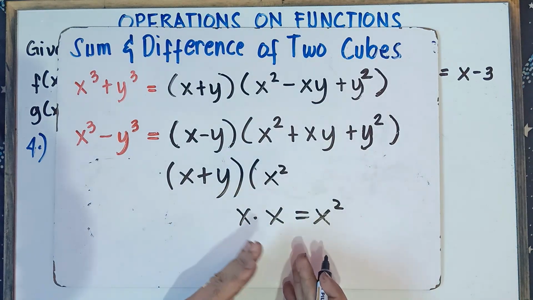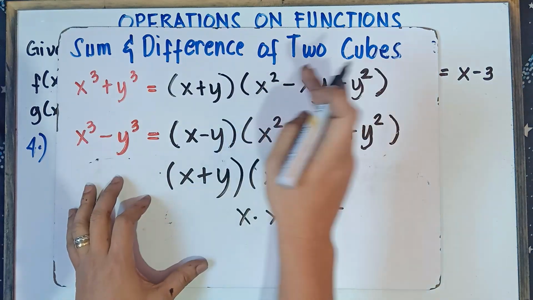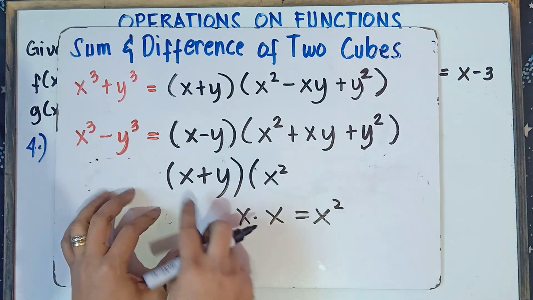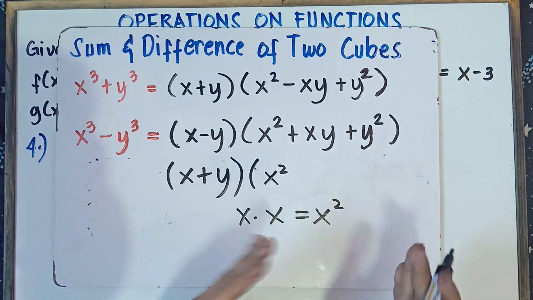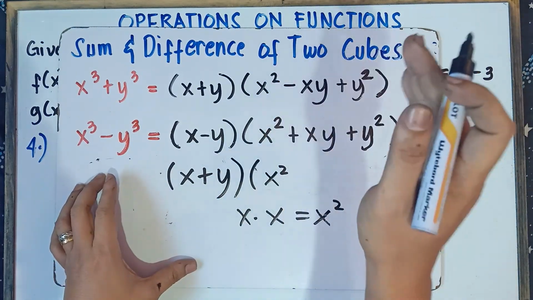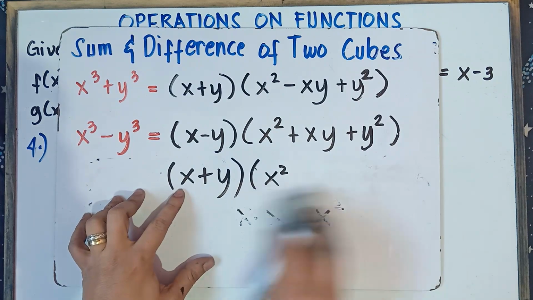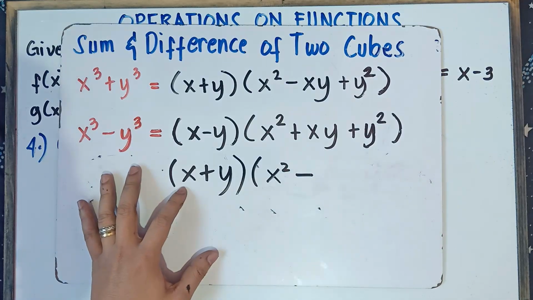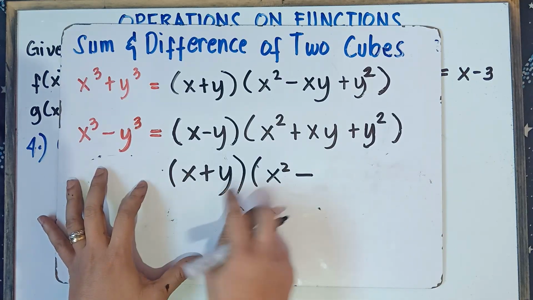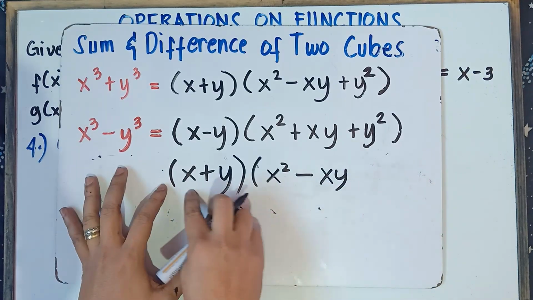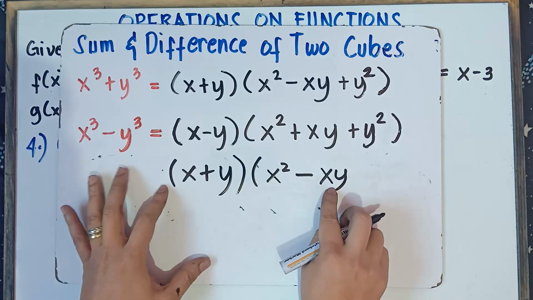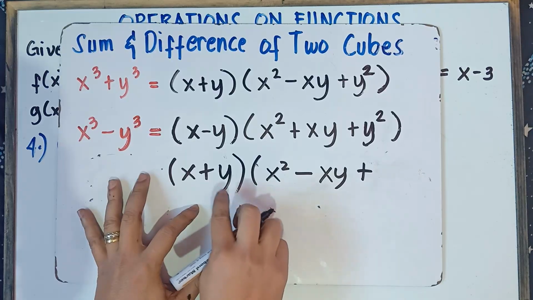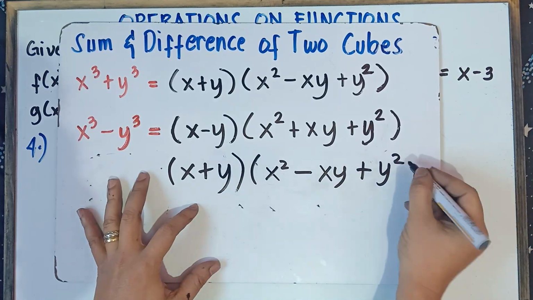And then the operation, class, for your second factor, that would be positive, negative, and then positive. It will alternate, class. That's the rule there, class. X plus y, and then your second factor, it should be positive, negative, and then positive. So get the square of the first term, x times x, that would be x squared. Next sign will be negative. And then simply multiply x times y, that would be xy. Multiply the first term and the second term, x times y, that would be xy. So positive, negative, and the last one, that would be positive. Get the square of the second term, y times y, that would be y squared.